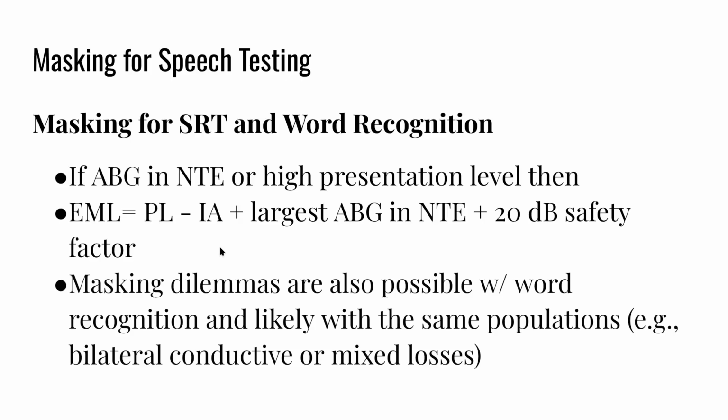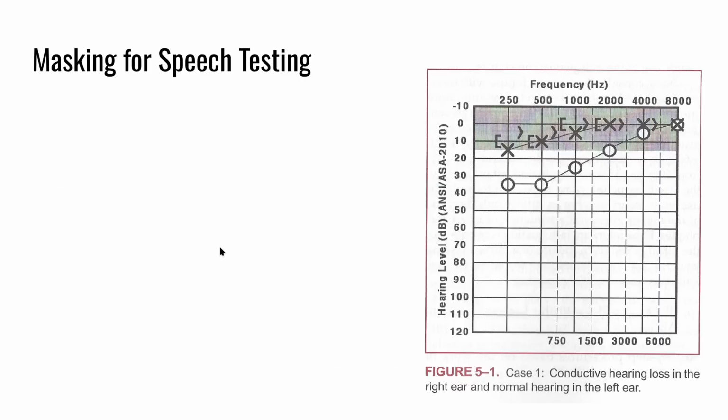Masking dilemmas are possible with word recognition and likely with the same populations, bilateral conductive and bilateral mixed hearing losses. Let's look at this example of a conductive hearing loss in the right ear and normal hearing in the left ear. No need to mask for SRT. I know we don't have that shown here. No need to mask for SRT.